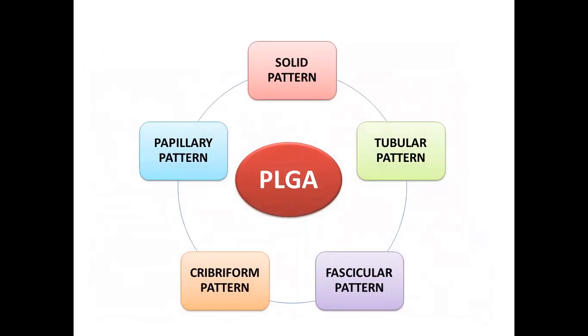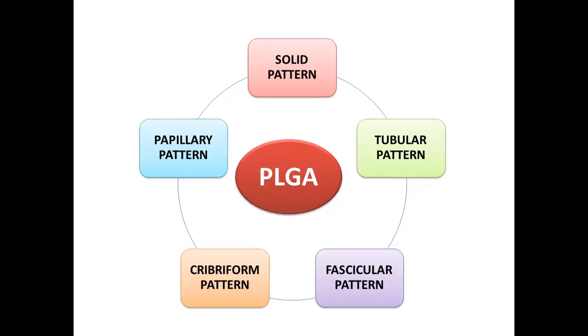Now, when we talk about PLGA, its name itself explains that it is polymorphous, that means it shows histological diversity. So the tumor cells can arrange themselves in the form of a solid pattern, tubular pattern, fascicular pattern, cribriform pattern, or papillary pattern.